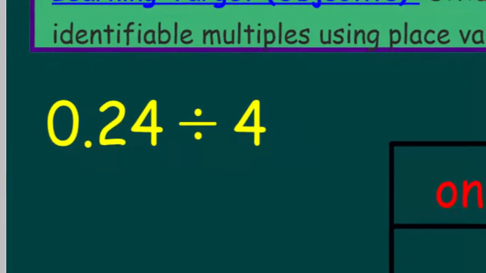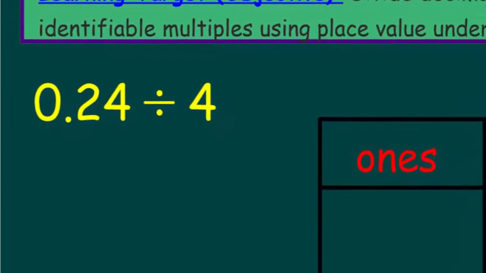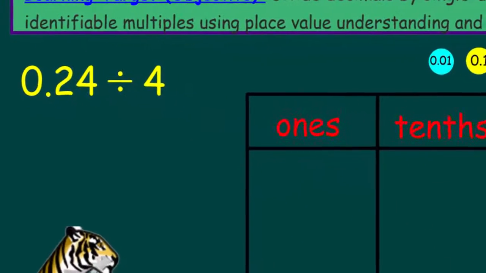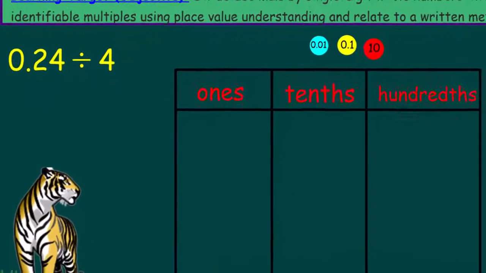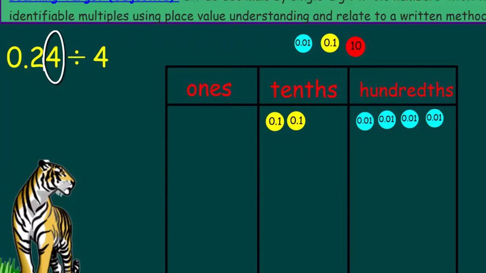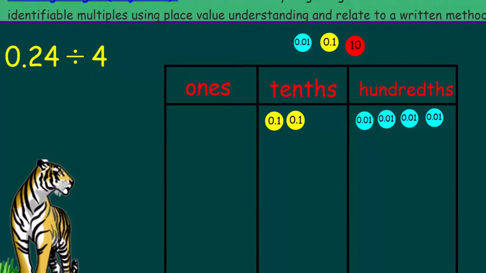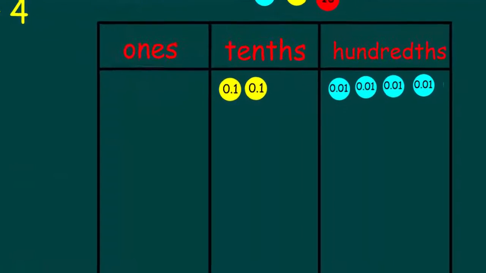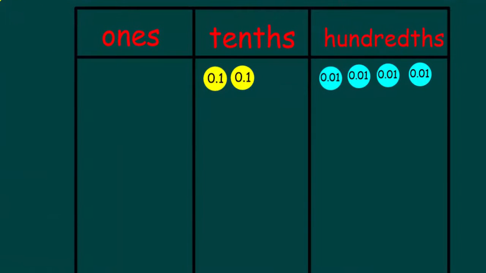First thing I did was I wanted to represent my dividend, which is 24/100, onto my place value chart. Now we actually have 2/10 here, and we actually have 4/100. Now we're trying to make 4 equal groups. Well, the hundreds, we know that we can take each one of those hundreds and we can make a separate group. We can put 1/100 in each group.